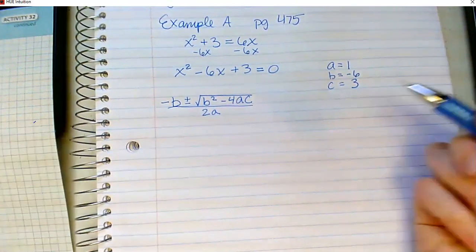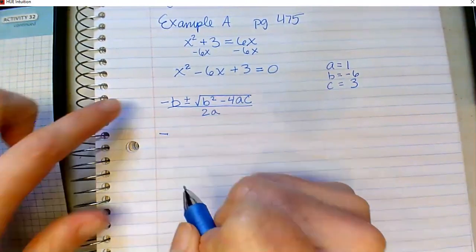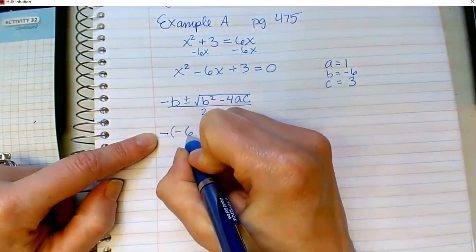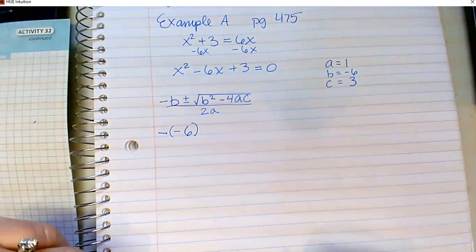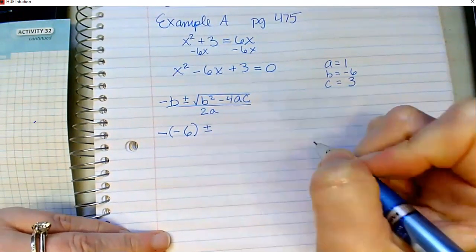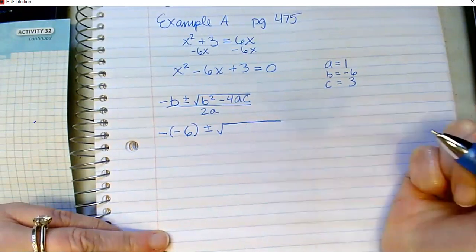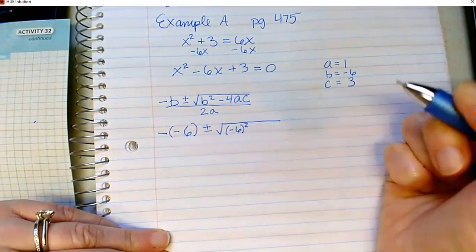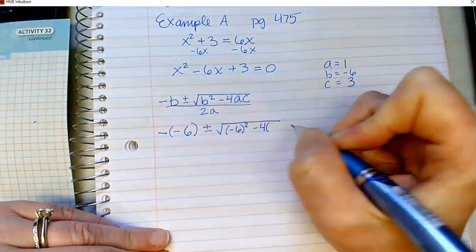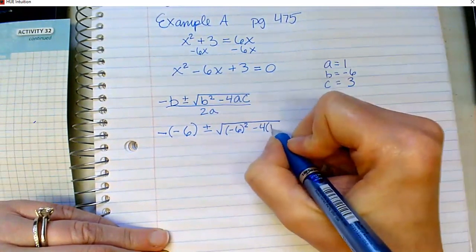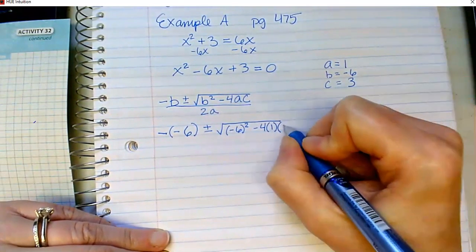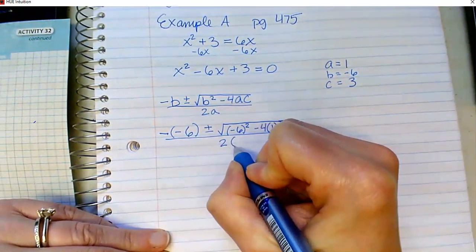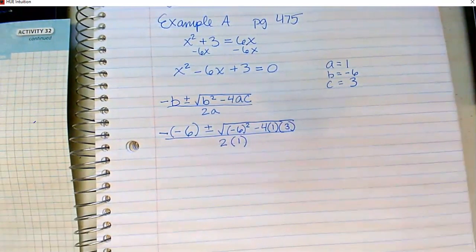So negative b. I'm going to bring down the negative sign in front of b, but what you'll notice is that in this problem, b is actually a negative number. So that's going to end up being a +6. We'll simplify that a little bit later. Plus or minus the square root of b squared. So that's going to be -6 squared minus 4 times a, which is 1, and c, which is 3. Okay, divided by 2 times a, and a is 1.